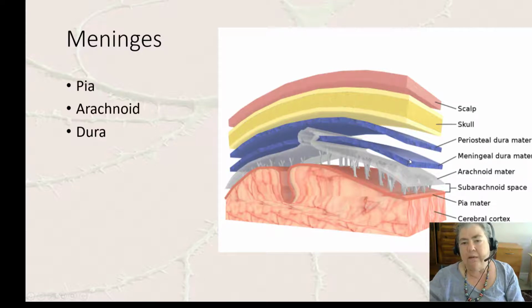So the three meninges here, in reverse order, are the pia mater, which is adherent to the brain, the arachnoid, or spidery membrane, with the subarachnoid space between them, and then that tough leathery coating called the meningeal dura mater. And then this periosteal dura mater is actually part of the skull. It is adherent to the bone of the skull. It's periosteum.